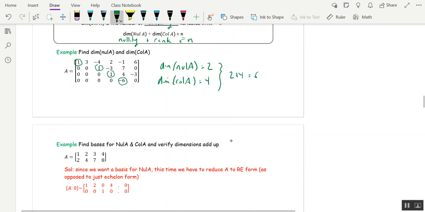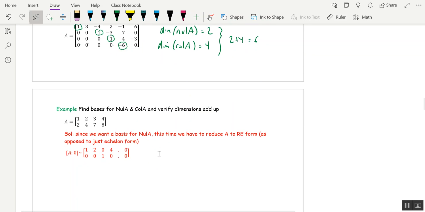Okay. Find bases for null A and col A, and verify the dimensions add up. So we'll do more of this next time, except we'll add row A onto the list. In this case, since we want a basis for null A, we have to reduce A not just to echelon form, because we're not just looking for pivots. If we only wanted a basis for col A, we could just go to echelon form and look for pivots. But we're going to have to go to reduced echelon form because we want to actually solve AX equals 0. So I augmented A with the 0 vector, and I reduced. It only took two steps, and this is what I got.